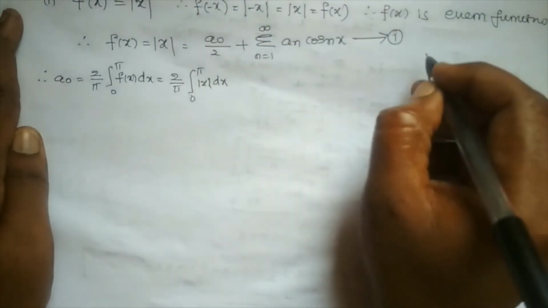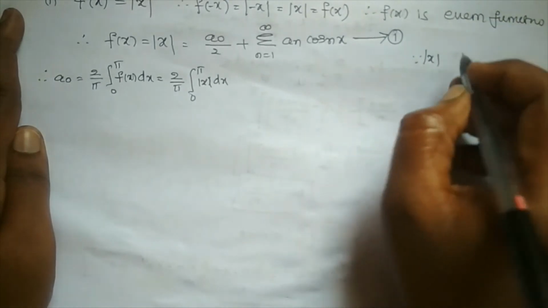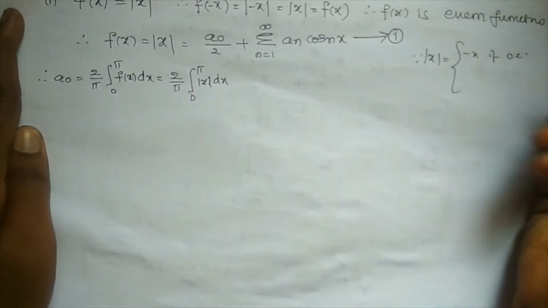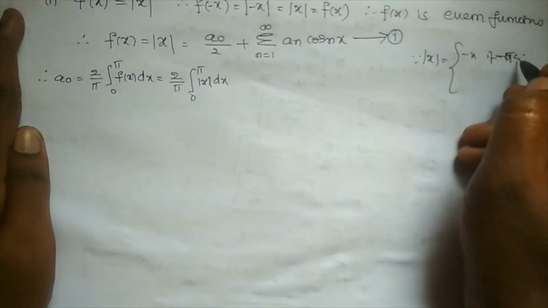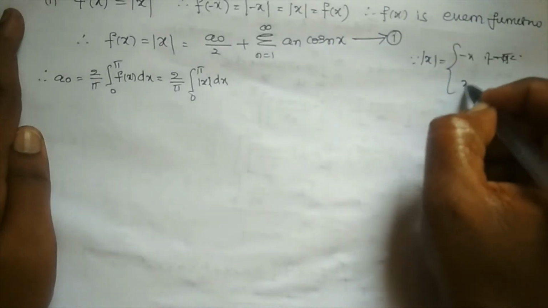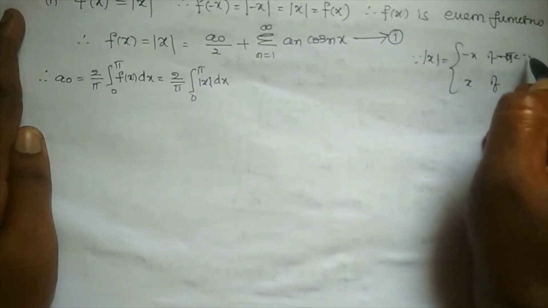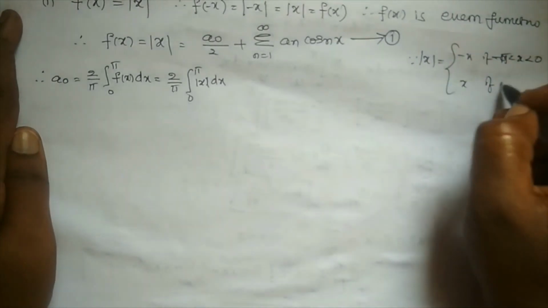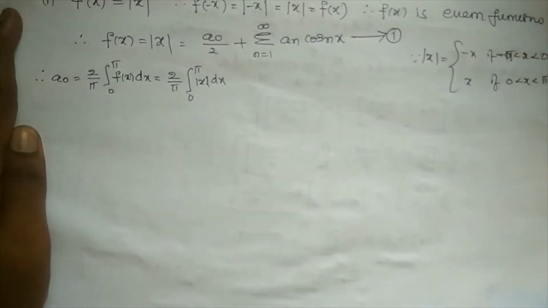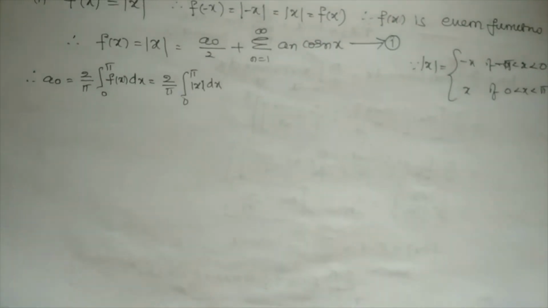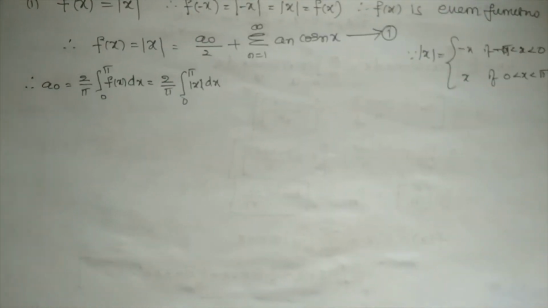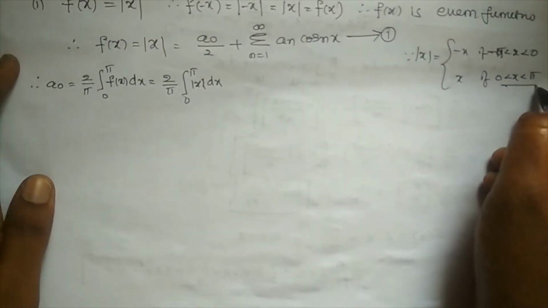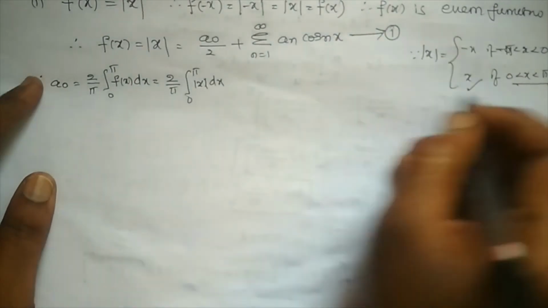So what is the value of mod x? Can we define the mod x formula? The mod x definition: mod x is minus x if minus pi is less than x less than 0, and mod x is x if 0 is less than x less than pi. So now the interval is defined, so we should take f of x as x.